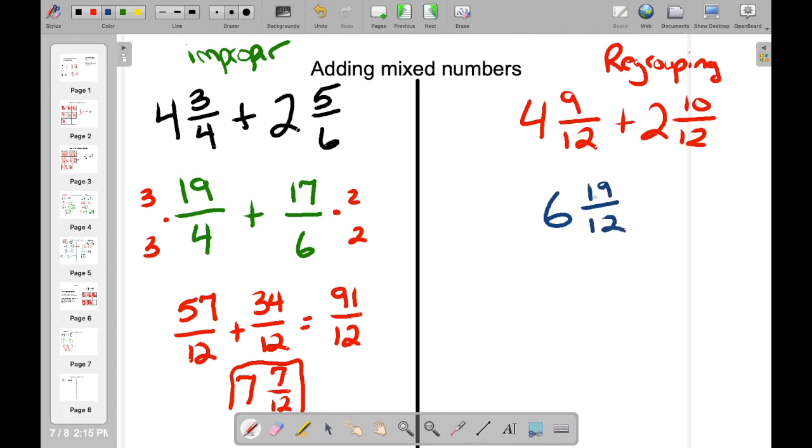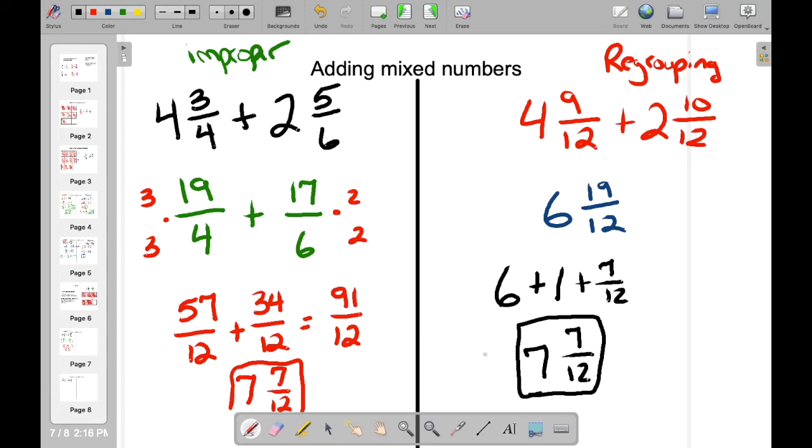The reason why it's called regrouping is because right now we have to regroup to get this in simplest form. So 19 twelfths can be split up into 1 whole and 7 twelfths left over. If we add the 6 and the 1 together, we get 7 and 7 twelfths. Once again, our algorithms should give us the same answer both ways. Make sure you check with your teacher on which of these strategies they want you to do. My students usually have to do both.